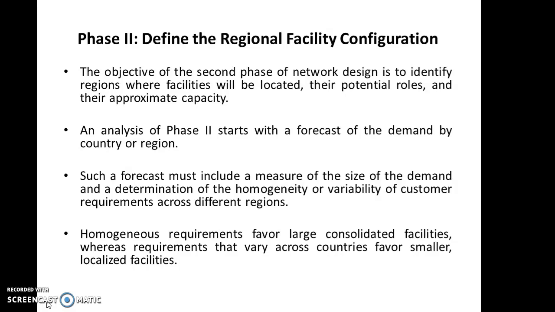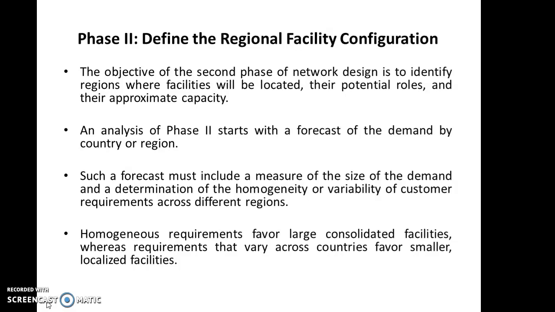An analysis of phase 2 starts with a forecast of the demand by country or region. When we want to decide the region to locate the facility, we should forecast the demand in that particular region. Such a forecast must include the size of the demand and determination of homogeneity or variability of customer requirements across different regions. That means the size of the demand may be in terms of number. And what do you mean by homogeneity? That is products of the same characteristics or same nature. Variability of customer requirements means products of different characteristics or different nature. So this has to be analyzed in terms of demand in that particular region.